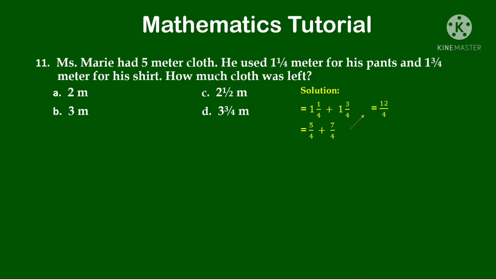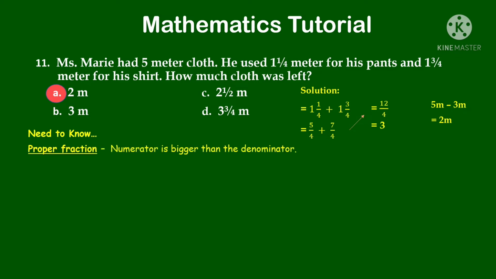So 5/4 plus 7/4 will become 12/4. 12/4 can also be a quotient of 3 because 12 divided by 4 is 3. We're going to subtract that 3 meters from the 5-meter cloth. So the final answer for that is letter A. Need to know that in a proper fraction, the numerator is smaller than the denominator. In an improper fraction, the numerator is bigger than the denominator.